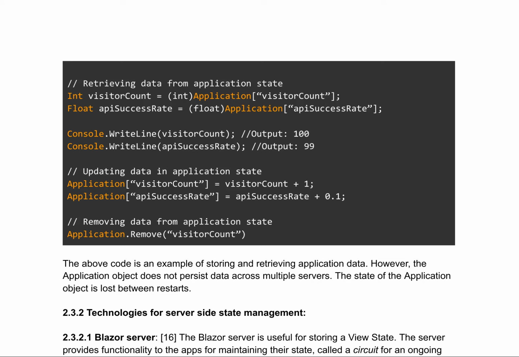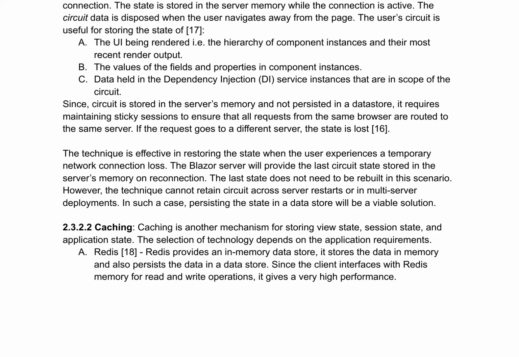The circuit data is disposed of when the user navigates away from the page. Blazor Server is useful for storing the state of the UI being rendered, values of fields and properties in component instances, and data held in dependency injection service instances. However, since the circuit is stored in the server's memory and not persisted in a data store, it requires maintaining sticky sessions to ensure that all requests from the same browser are routed to the same server. If the request goes to a different server, the state is lost.